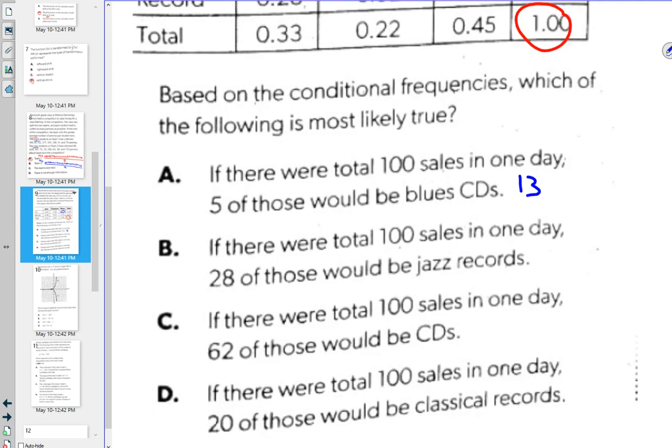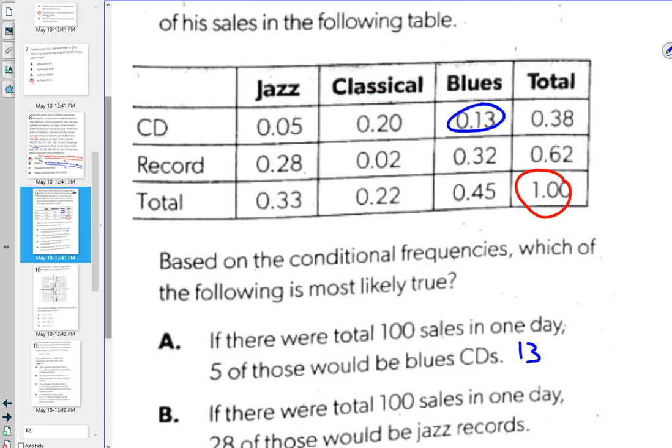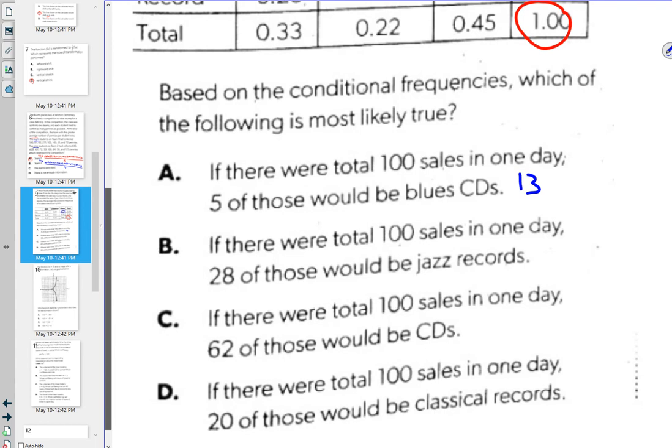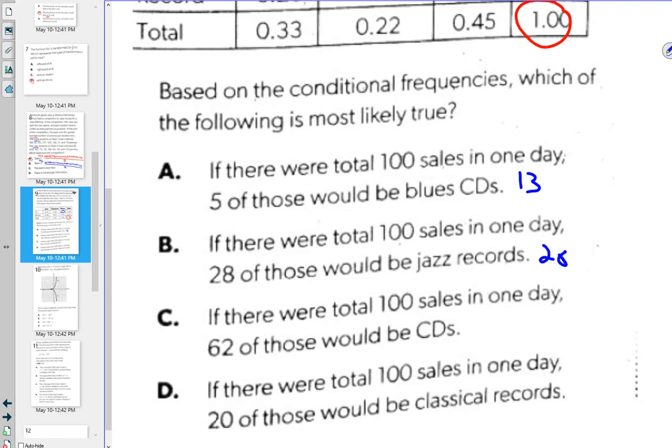If there were a total of 100 sales in a day, that's nice, easy mental math. You don't have to use a calculator to multiply. You can just look at the percent. 28 would be jazz records. Okay, so records for jazz, that's coming out at 28. And that does say 28, so far that's got the lead. Unless we come out with another one that's identical, like that one should be the answer.